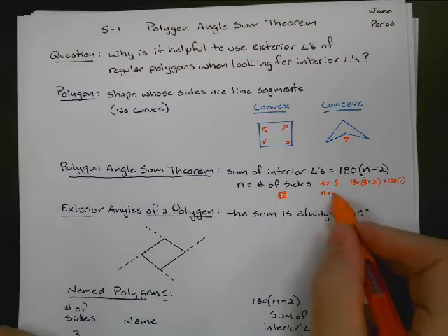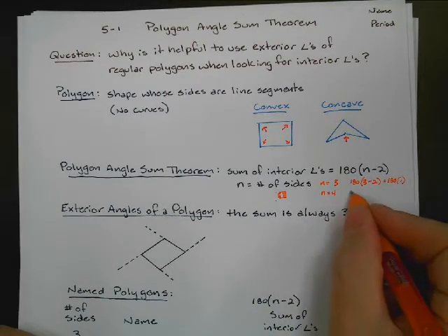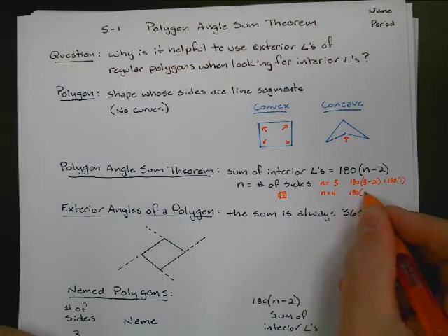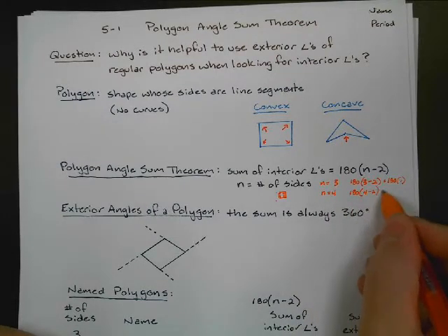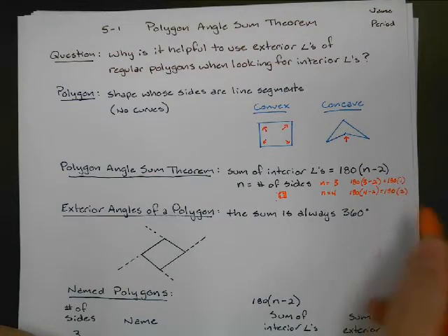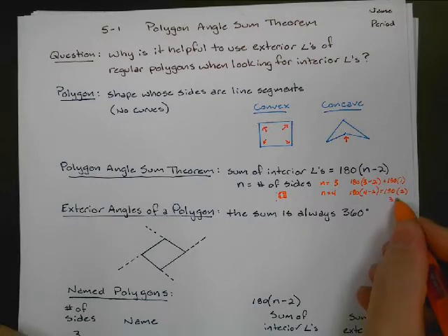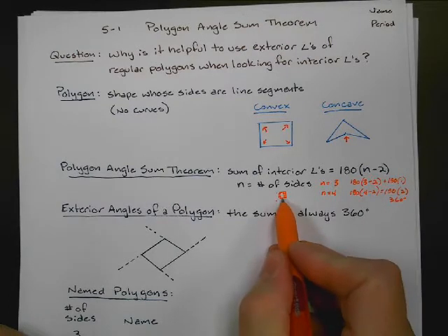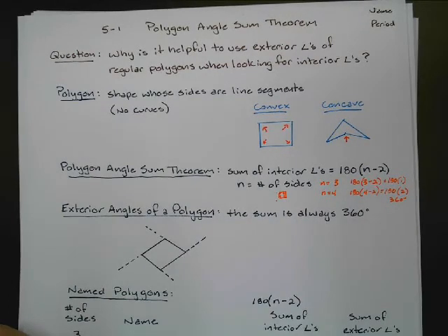If we use our formula here, we would do 180 times 4 minus 2, because n is 4, and we get 180 times 2. And that's 360 degrees, which is how many degrees are inside of a square or rectangle or parallelogram or whatever. So we can keep on doing this for any number of sides. So if we had an octagon, n would be 8.